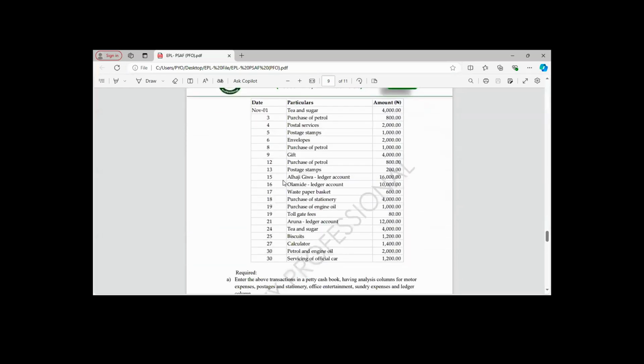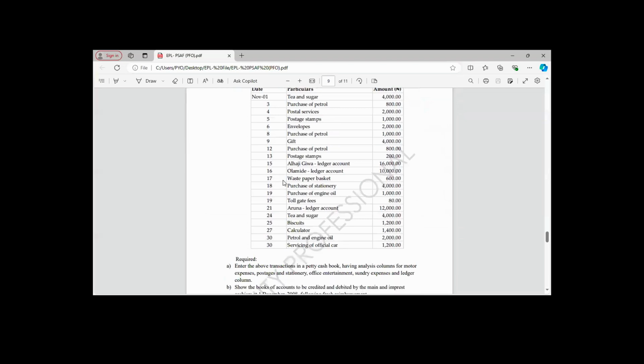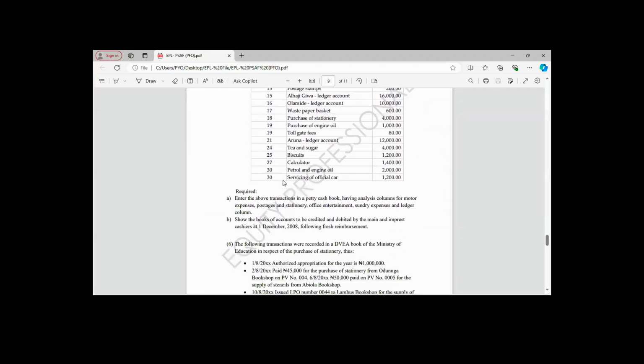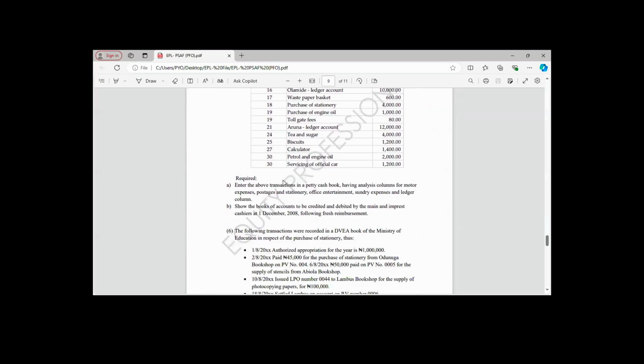In the table given to us, we have November 1 up to November 30. Then we have the following required: enter the above transactions in a petty cash book having analysis columns for motor expenses, postages and stamps, stationery, office entertainment, sundry expenses and ledger column. This means they want you to prepare an imprest cash book that is meant to be managed by the imprest holder officer.